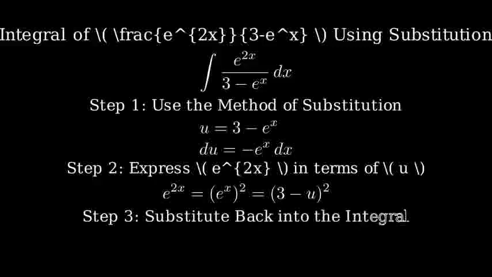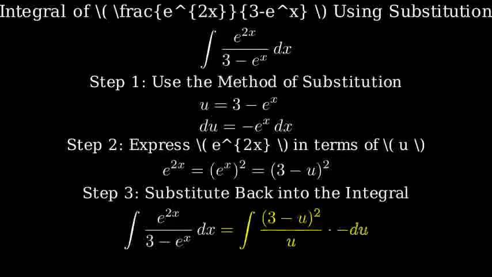Step 4. Simplify the integral and integrate. First, expand the numerator. 3 minus u squared equals 9 minus 6u plus u squared. Now, each of these terms can be integrated with respect to u separately.